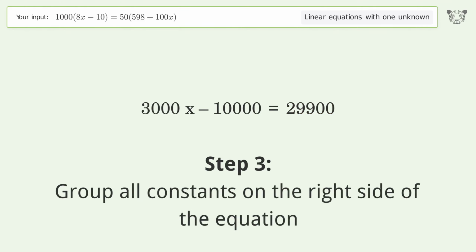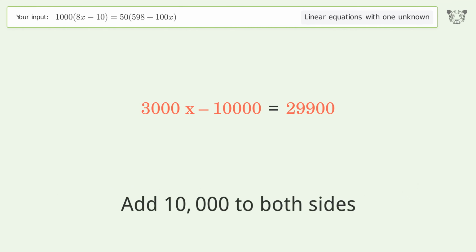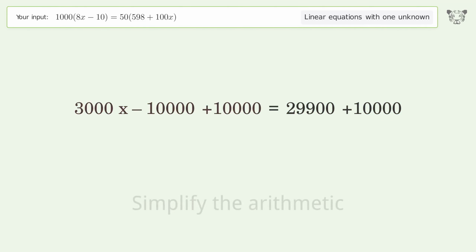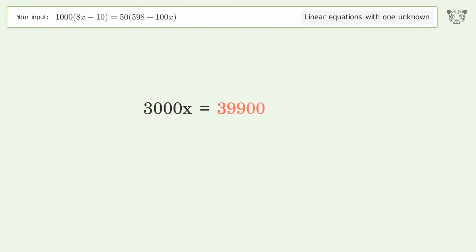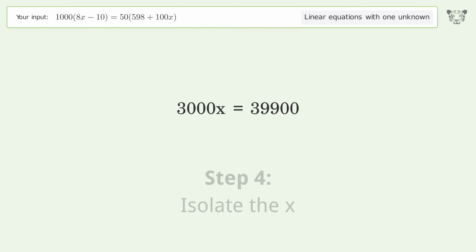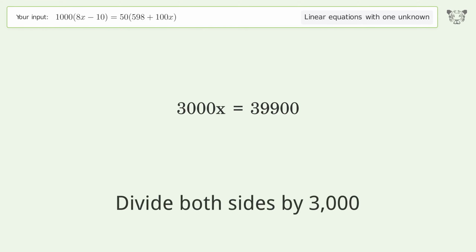Group all constants on the right side of the equation. Add 10,000 to both sides. Simplify the arithmetic. Isolate the x. Divide both sides by 3000.